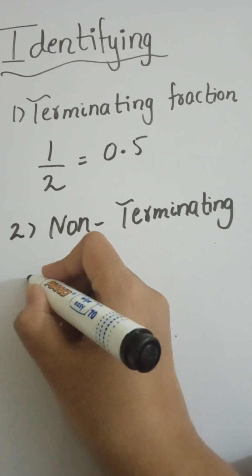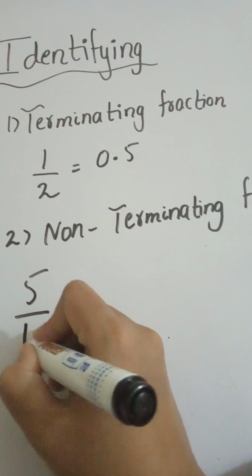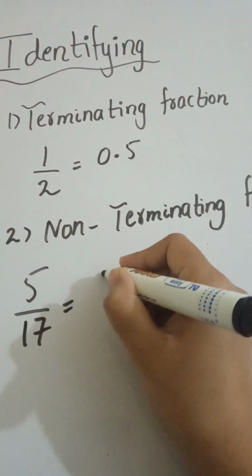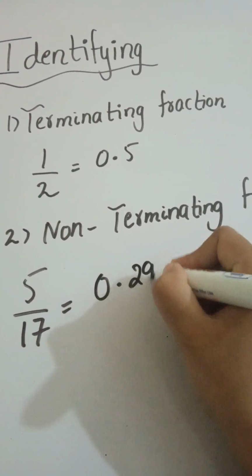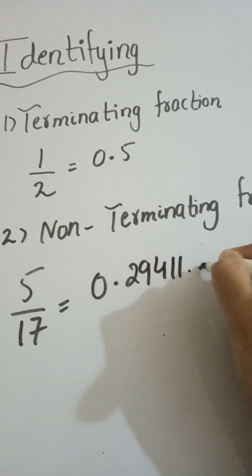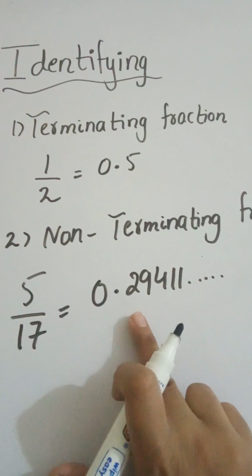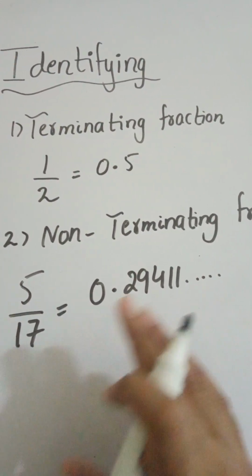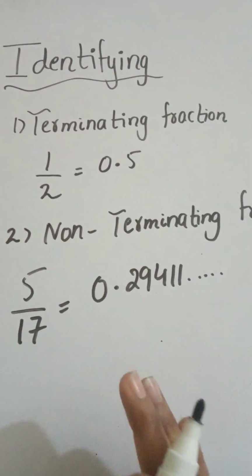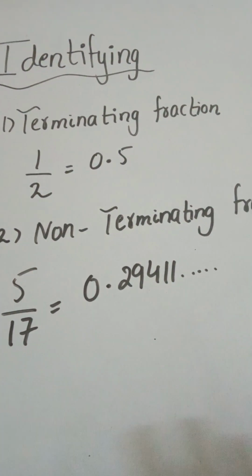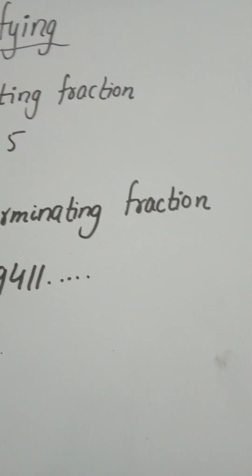For example, 5 by 17. When I divide it, I get 0.29411 and it goes on. It's not stopping. After the point, the decimal part is going on. This type of fraction is known as a non-terminating fraction. So, terminating fraction and non-terminating fraction.